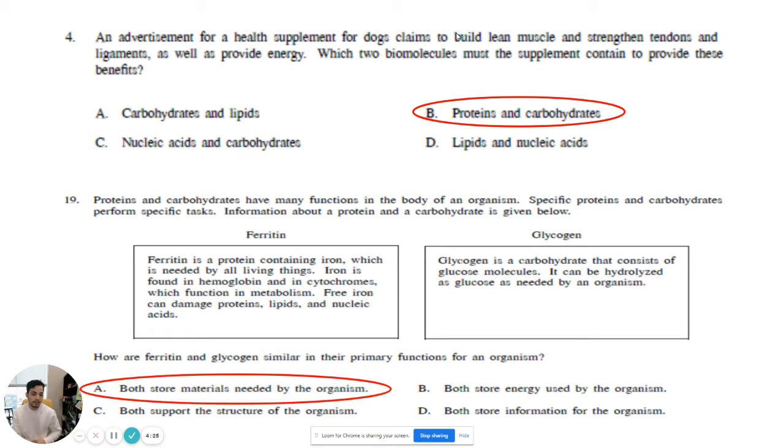The only one that it could be is A, because both of those store materials for the organism. B can't be it because both don't store energy, just one of them. C, both support the structure of an organism? No, just one of them, because of bone cells and muscle cells. And then D, both store information? No, that's nucleic acid, so that can't be it.